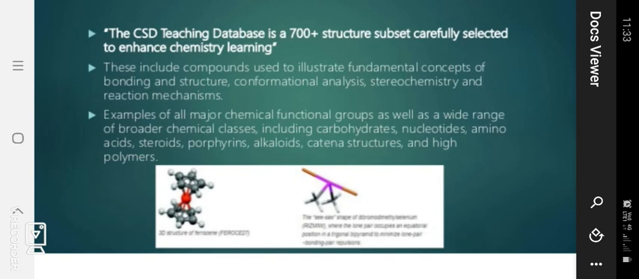It includes carbohydrates, nucleotides, amino acids, steroids, porphyrins, alkaloids, structures, and finally the high polymers. These are all the compounds joined together very broadly, with the functional groups in these CSD classes.